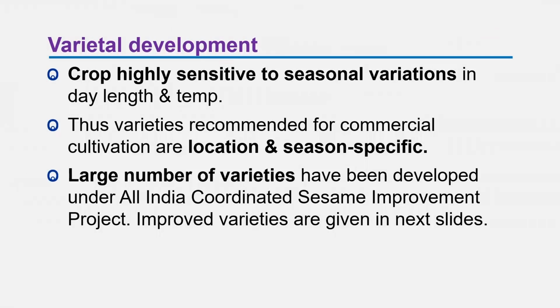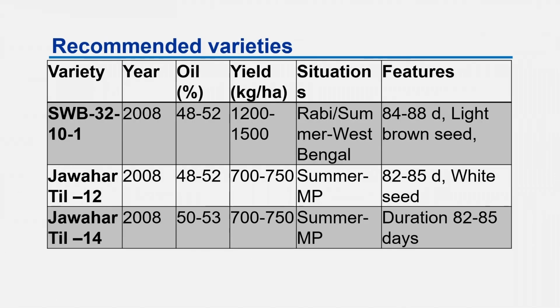Now coming to the varietal development, the crop is highly sensitive to seasonal variations in day length and temperature. Thus, varieties recommended for commercial cultivation are location and season specific. A large number of varieties have been developed under the All India Coordinated Soybean Improvement Project. Improved varieties are given in the next slides. See the list of varieties which are recommended for different conditions in this table.